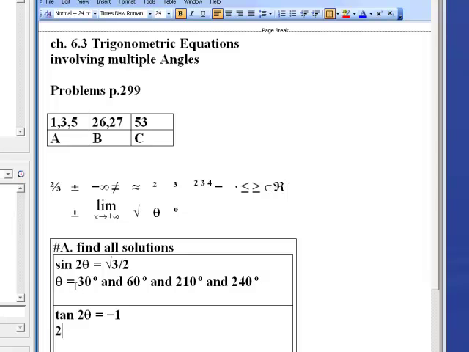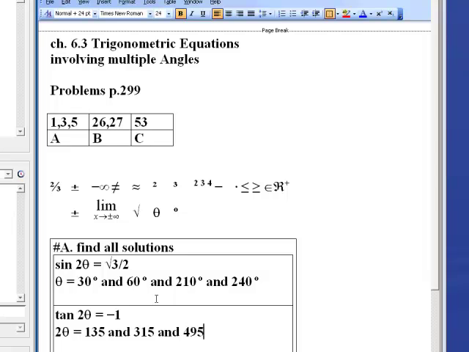Again, we're going to have 2 theta. And again, we may go all the way up to 720. So again, keep that in mind. Well, the reference angle, of course, is 45 degrees when we take the inverse tangent. And with the negative, we need to be in the second and the fourth quadrant for the tangent. So we're going to be at 135 degrees. And we're going to be at 315 degrees.